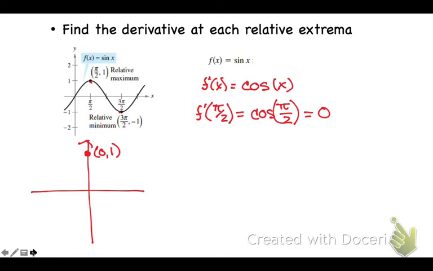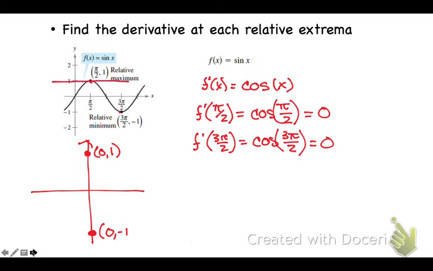And then I have 3 pi over 2. So that's down here, yes? What's that point? 0, negative 1. So the cosine at 3 pi over 2 is also what? 0. Okay, these are extrema. So what is the slope of the tangent line at these points? 0. So that tells you they're extrema. I mean, obviously it told me they were, so I had to find it.